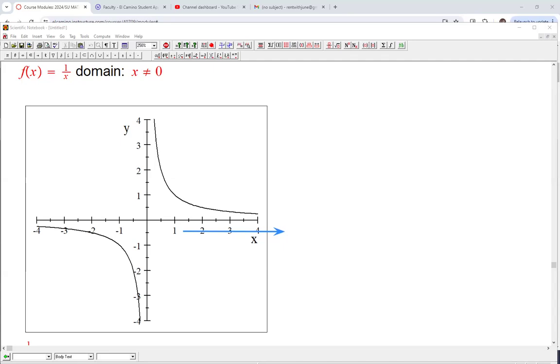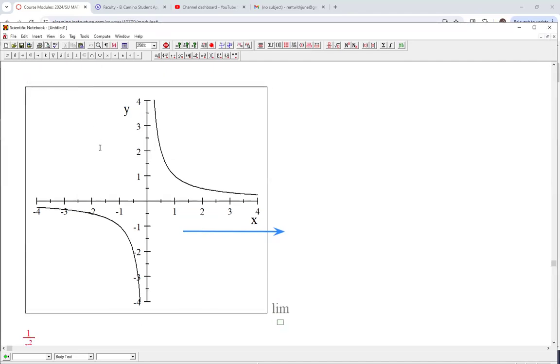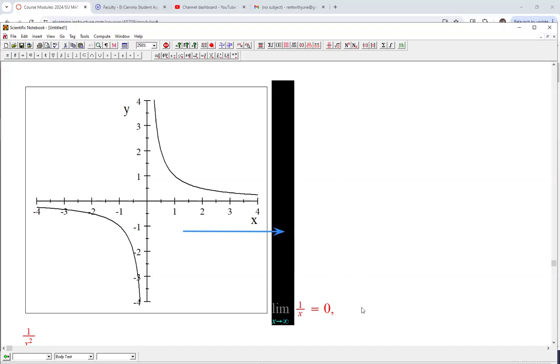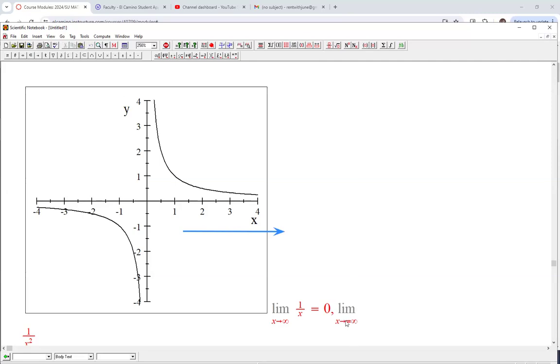The limit as x approaches positive infinity of 1 over x is equal to 0. We can see the curve is getting lower and lower, but always above the x-axis. And in the other direction, as x approaches negative infinity, 1 over x this time is approaching 0, but from smaller than 0. So we got our notation.